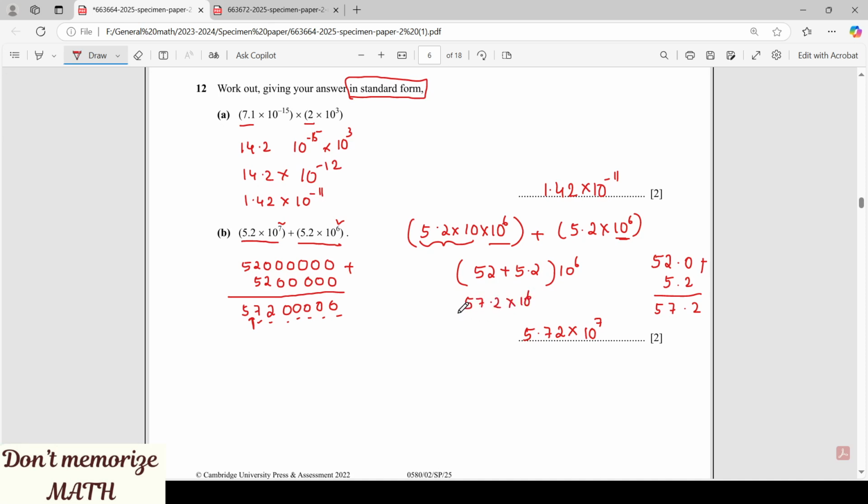This is not in standard form because the first number must be greater than 1 and less than 10. So you can rearrange it like this: 5.72 times 10 raised to 7. Okay, I hope it's clear for you. So question number 12 is over.